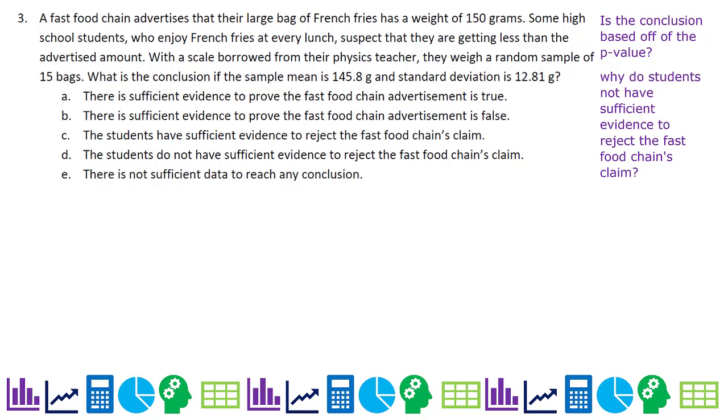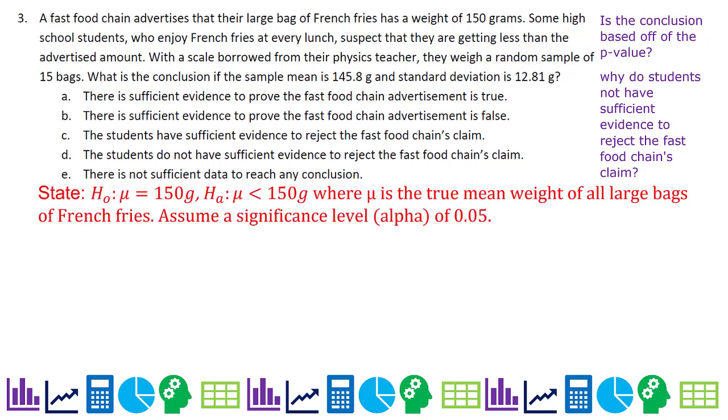All right, so we're looking at evidence. We're going to have to run a hypothesis test, so I'm going to include all the steps. First of all is state. What is my null? That my true mean is 150 grams, and my alternate is I'm worried that it's less than 150 grams. And I define mu. Mu is the true mean weight of all large bags of French fries.